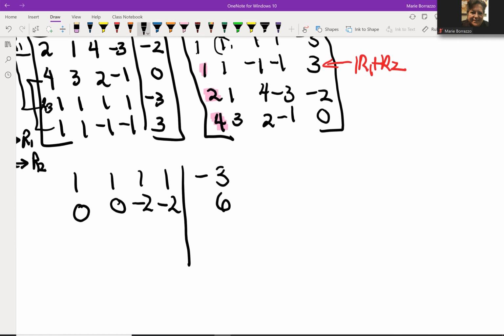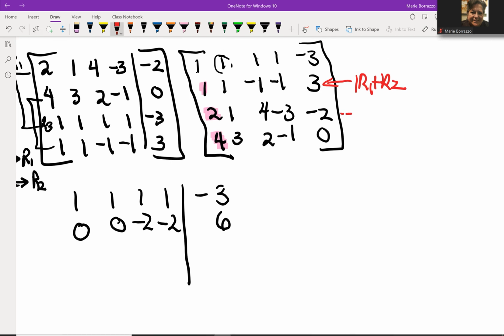The other rows also are going to change. What if I do negative 2 times row 1 plus row 3? Negative 2 times 1, look at what I'm circling. Negative 2 times 1 is negative 2 plus 2 is 0. Okay, so I've got a 0.